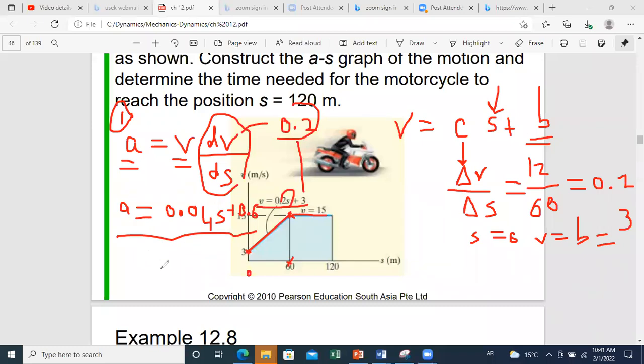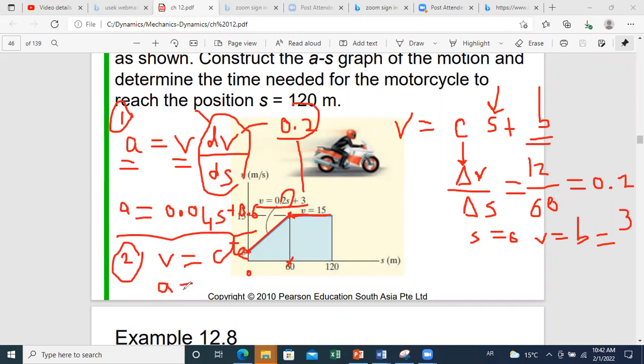Now, in phase two, what do I have? In phase two, I have constant velocity. V is constant. So no need to do any calculation, because when V is constant, A is 0. And you can deduce this from this expression, because dV by dS will be 0 when V is constant. So A will also then be 0.